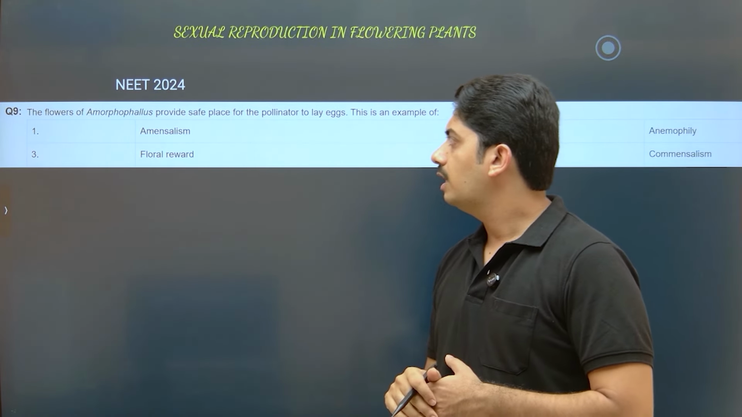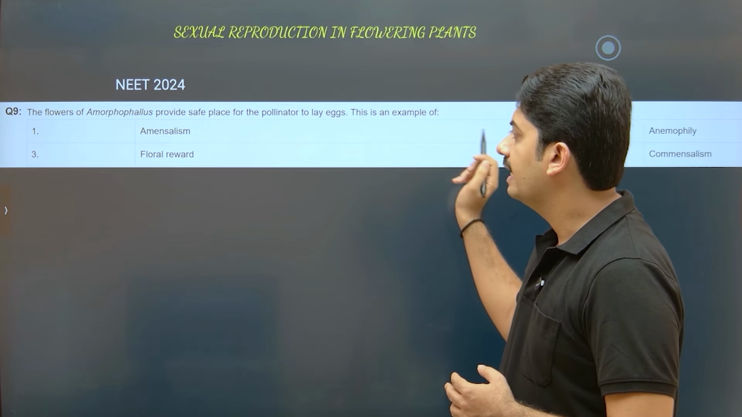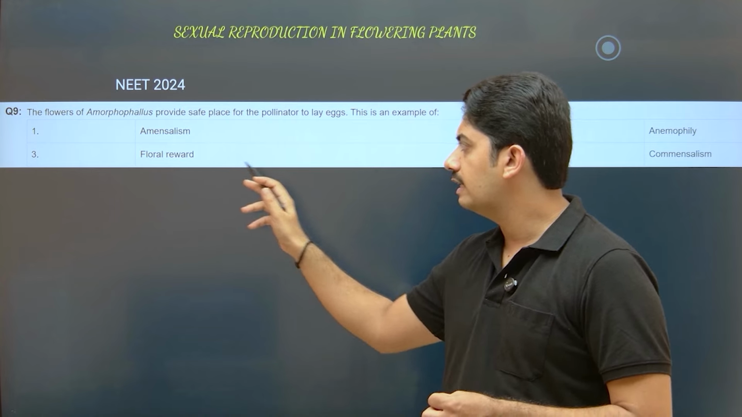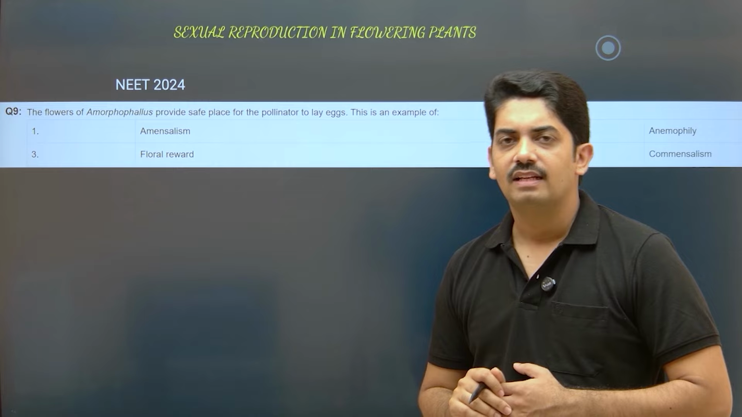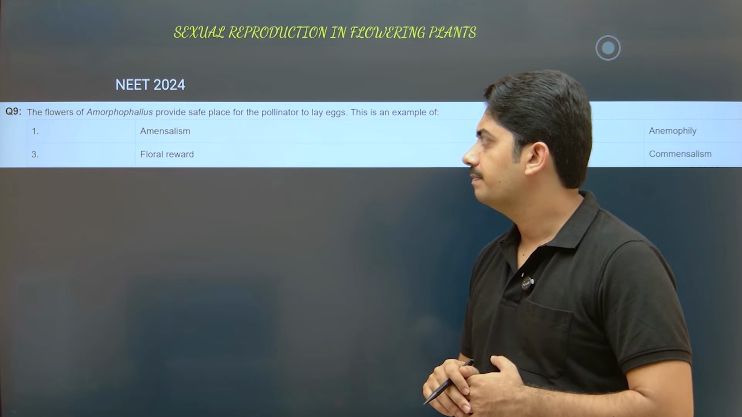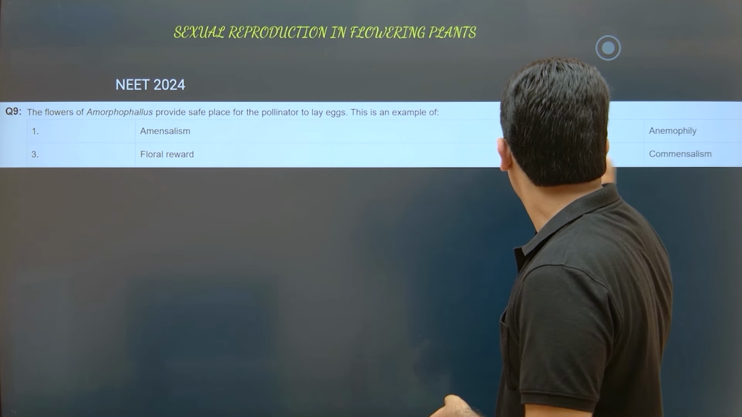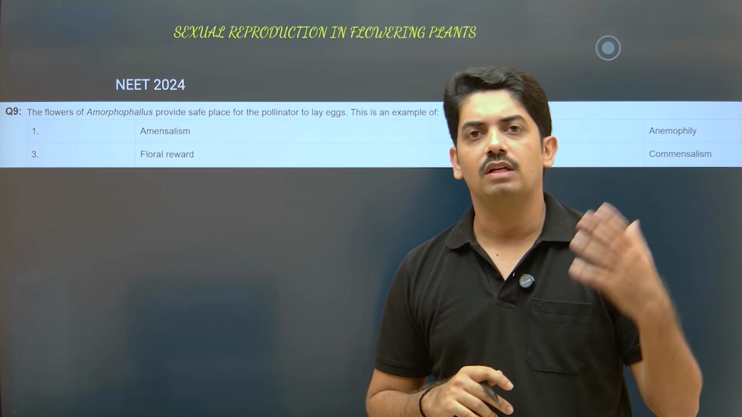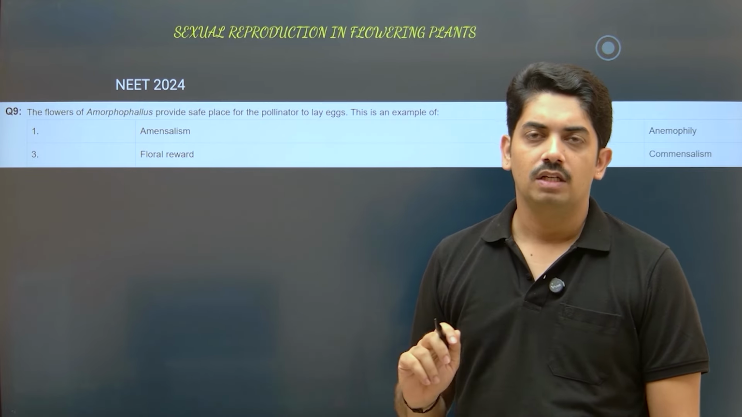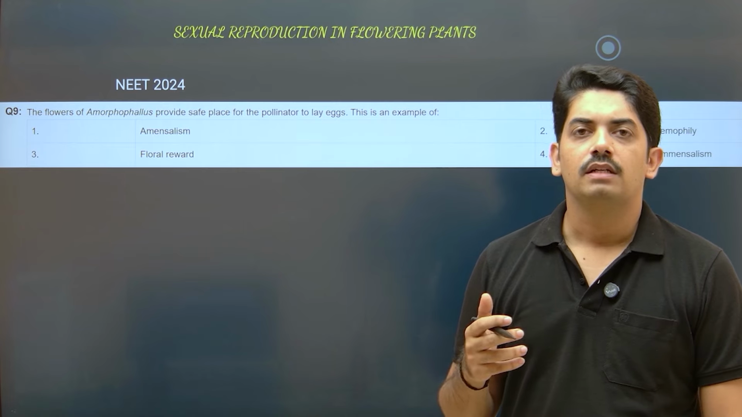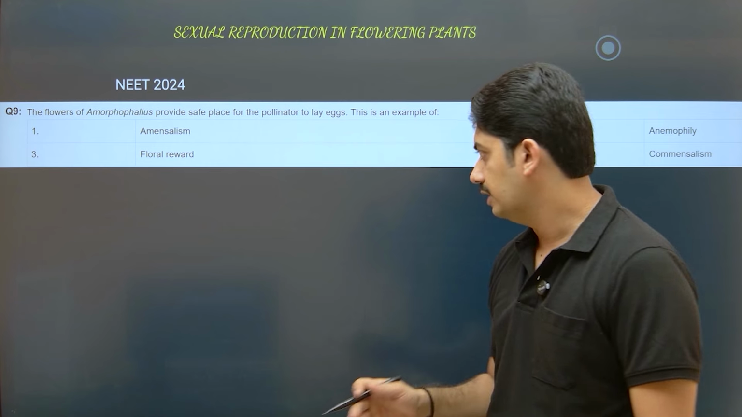The flower of Amorphophallus provides a safe place for pollinators to lay eggs. This is an example of amensalism, floral reward, anemophily and commensalism. So what type of answer can we include in this topic? Because amensalism, anemophily and commensalism are all related to ecology. Now here you can say it is a floral reward. Because of that floral reward, the flies or animals visit the flower and undertake pollination.